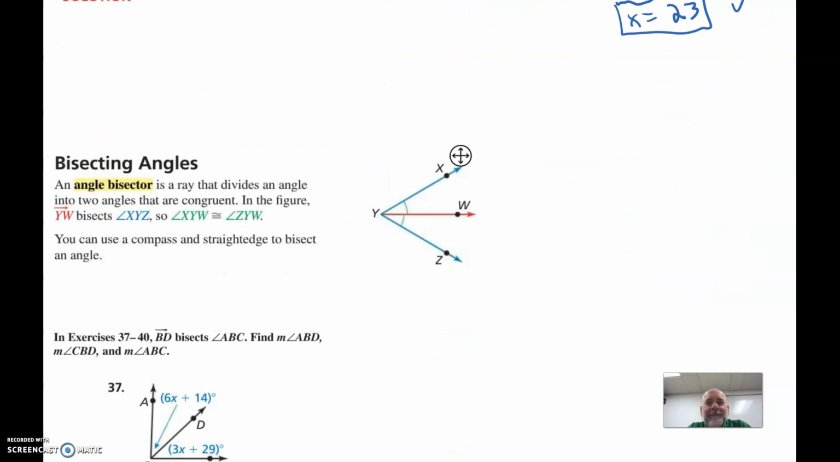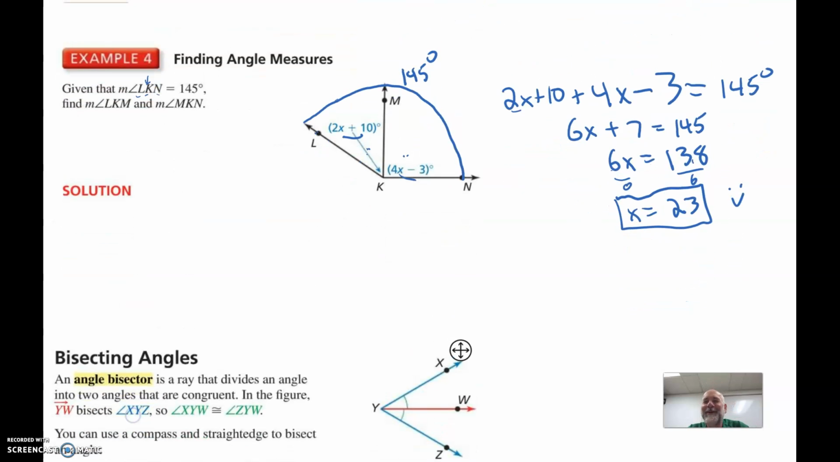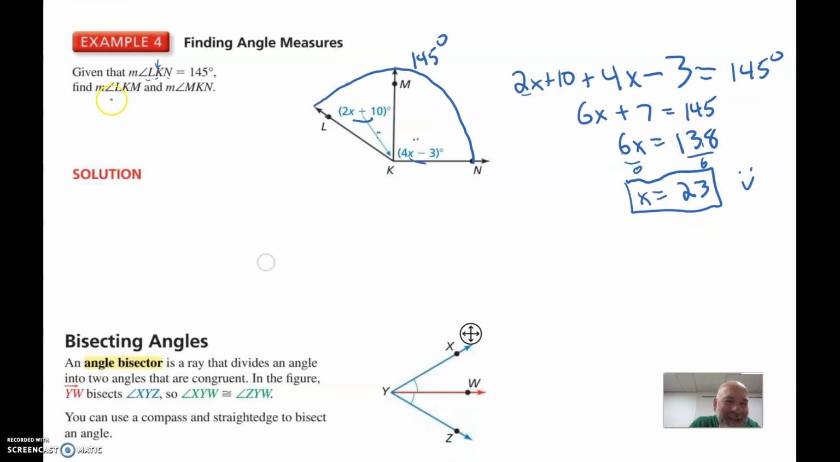Next one. Oh, did you spot it? I was trying to hide that there. That was not the answer to the question, because the question asked something different. Make sure you're answering the question that they actually ask. It says, find the measure of LKM. So how big is this actual angle?